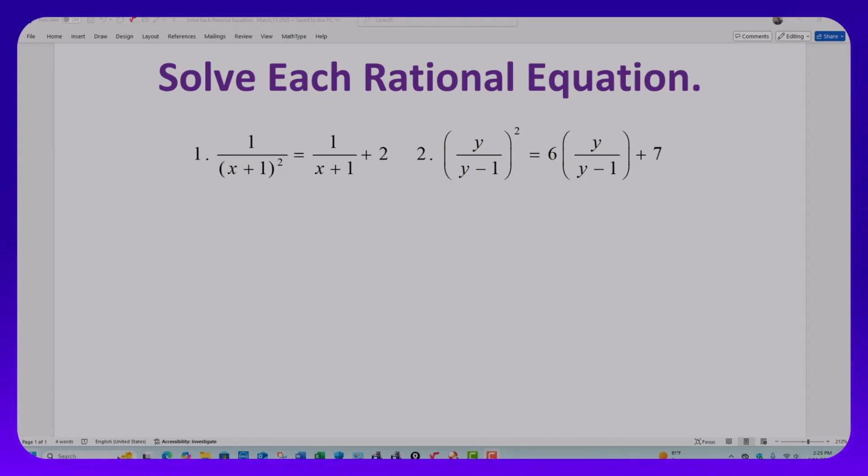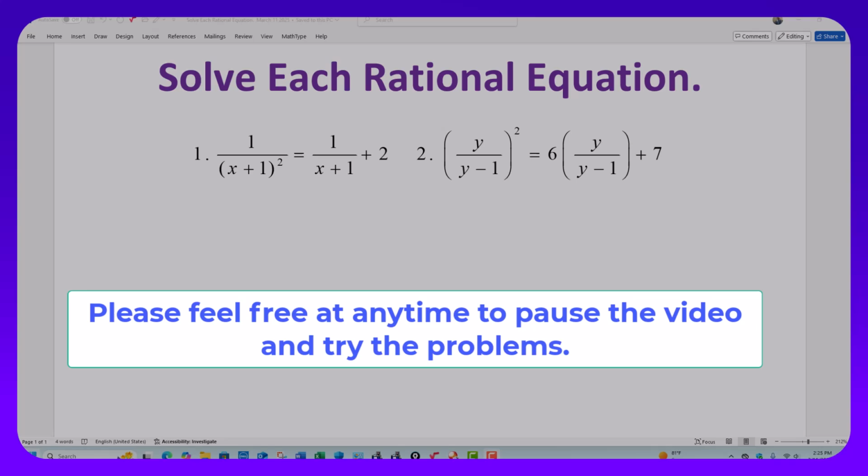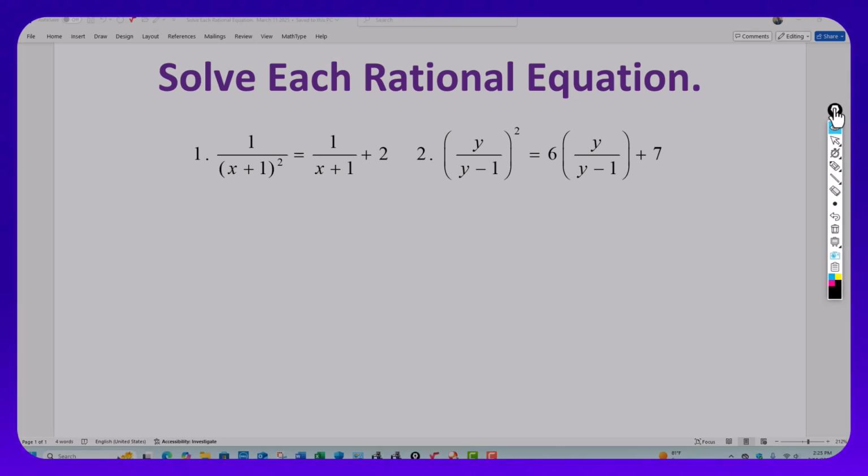In this video, we have two rational equations to solve. And the thing you have to look out for when you're solving a rational equation is, before you get started, check the denominators. Any value that makes the denominator 0 is not going to work. So look at the first one.